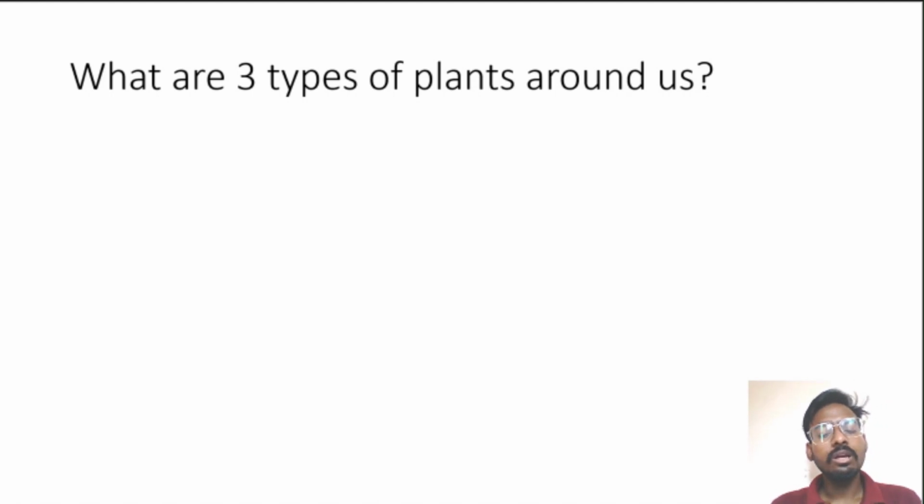Now you can mention three types of plants around you. You can give the answers in the comment box. I'm giving a timer of 10 seconds. Okay, so three types of plants around us are herbs, shrubs, and trees.